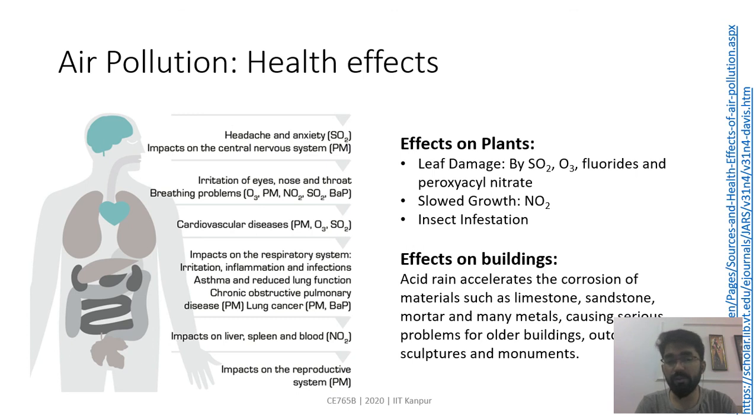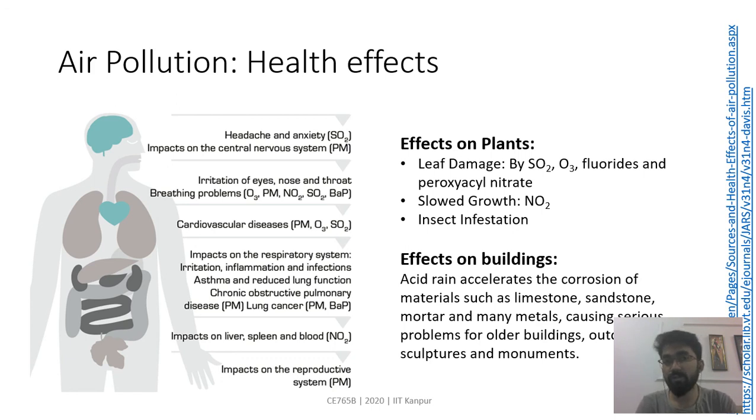Then impacts on liver, spleen, and blood. Oxides of nitrogen mix with the corpuscles, the cells of your blood, and affect your liver, spleen, and blood. And then on your reproductive system, PM, again particulate matter.